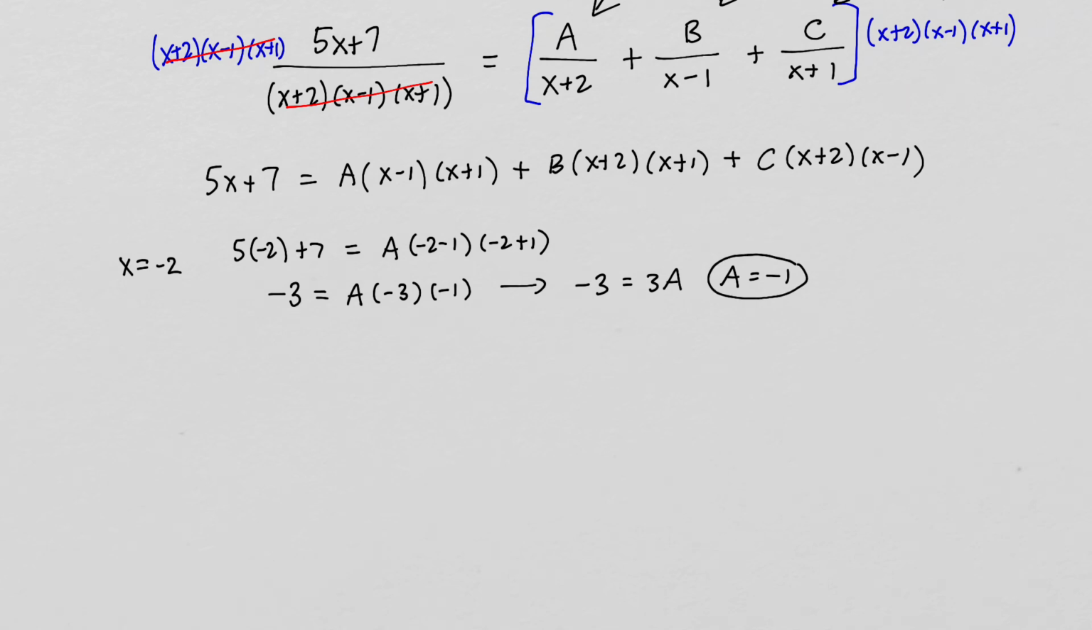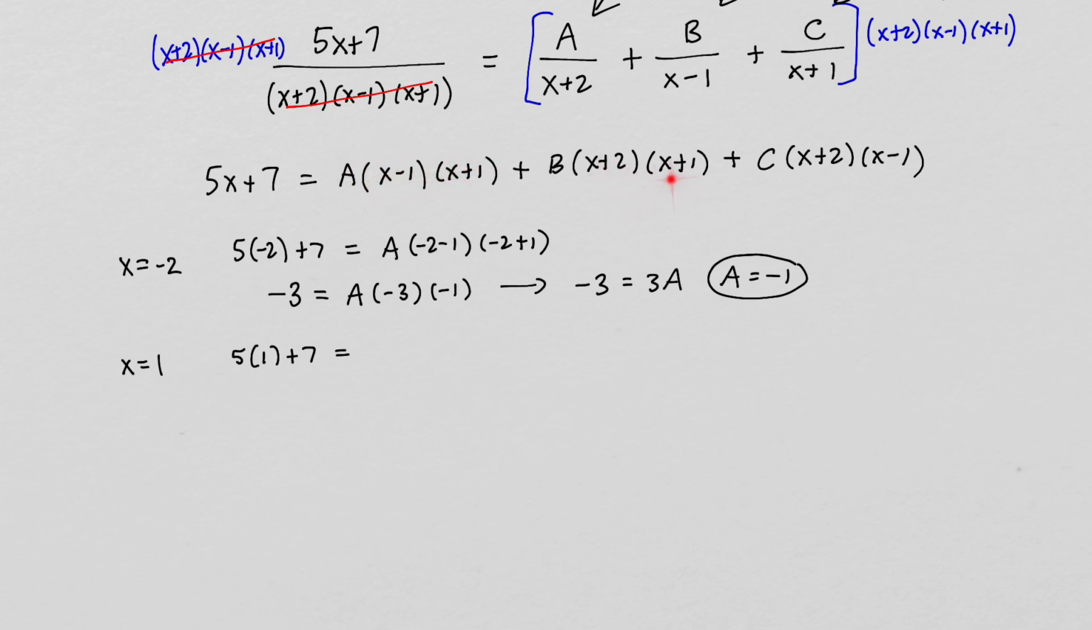And now I do the same thing for the other factors. So I can see that if I let x equal positive 1, that will make this go away, right? Because 1 minus 1 is 0. And if I let x equal positive 1 here, this will go away. So I'm going to let x equal 1 everywhere we see an x. So that's going to be 5 times 1 plus 7 is equal to. I don't really need to show the work here because I know when I plug in 1, I get 0.